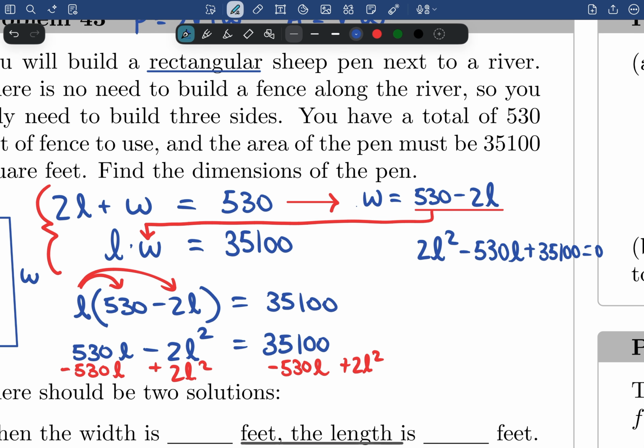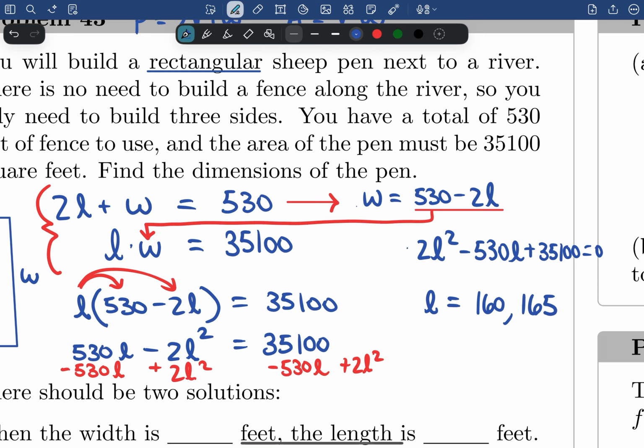Fixed. Okay, and my C value is 35,100. Now, using the quadratic formula, I come to 2 different solutions for L. And so I'll just write what those solutions are. The first solution comes out to, looks like 160. And the second solution comes out to 165.